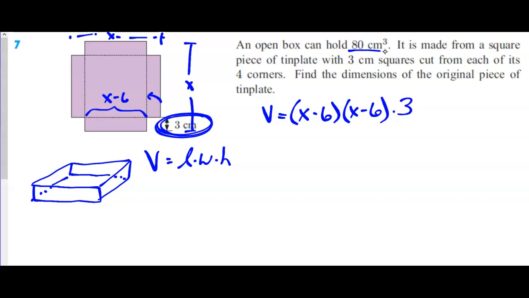Tell you the volume, plug it in, multiply it out, it's a quadratic. Once you get to this stage, you should notice that it's a quadratic and have the sense of relief that you have the quadratic formula, which solves all quadratics.